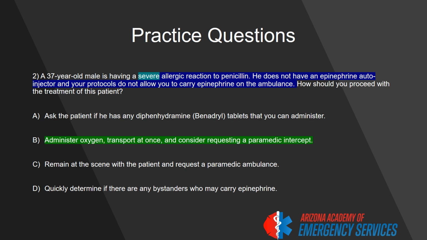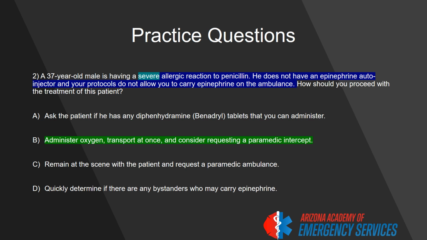But remaining at the scene with the patient is what makes C incorrect. We don't want to waste any more time on scene than we have to. The goal is rapid transport, rapid transport, rapid transport for this patient that's clearly experiencing a life-threatening condition. So a severe allergic reaction patient, he doesn't have epinephrine. We don't carry any epinephrine. This is a really dangerous situation. We don't want to waste any time on scene. We want to go to the hospital as soon as possible or try to rendezvous with ALS as soon as we can. So that is what makes answer option C incorrect.